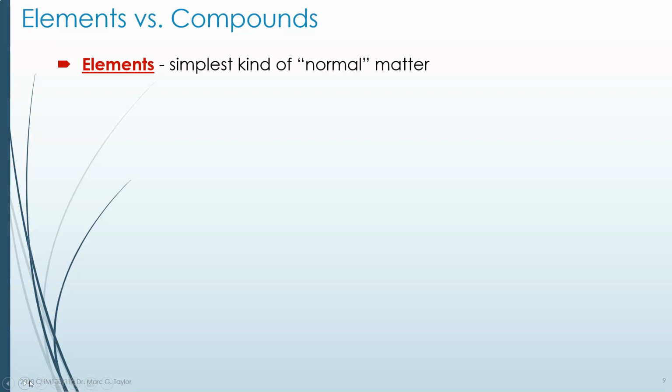Elements are defined as the simplest kind of normal matter, and that's really not the greatest of definitions. The better definition would be they are composed of only one type of atom. In other words, if you see a formula for something and it can be made with only one symbol from the periodic table, and I know we haven't talked about the periodic table yet, but there are 118 different symbols on the periodic table because there are 118 known elements. If it is composed of only one of those elements, whether it is one atom, two atoms, 4, 8, etc., it is an element. It is the elemental form of that element.